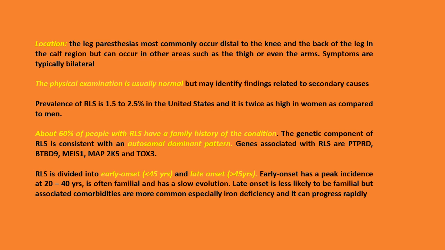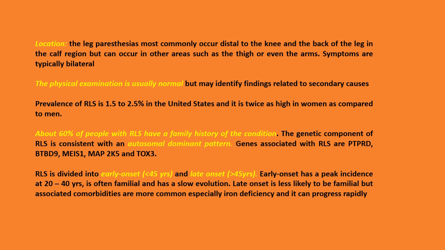Prevalence of RLS is 1.5 to 2.5% in the United States, and it is twice as high in women as compared to men. About 60% of the people with RLS have a family history of the condition. The genetic component of RLS is consistent with an autosomal dominant pattern. Some of the genes associated with RLS are mentioned.